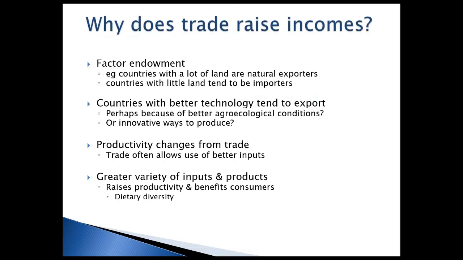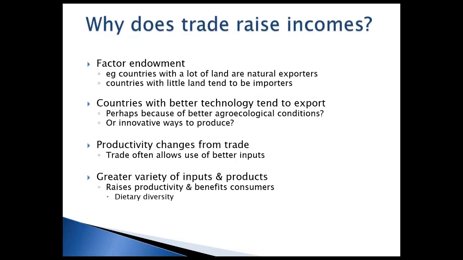One of them is the ancient issue of factor endowments, one of the original foundations of trade theory. Countries with a lot of land tend to be natural exporters. Countries with little land tend to be importers. There are huge differences in endowments, huge gains from trade. Countries with better technology, the original Ricardian argument, no matter if you have better ways to produce, that gives you a competitive advantage.